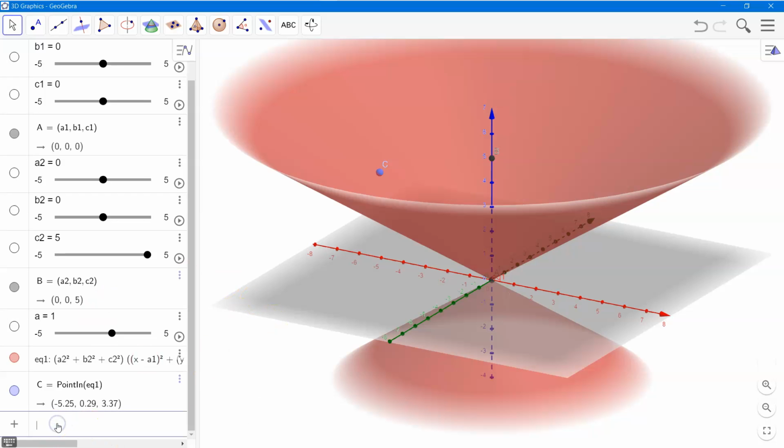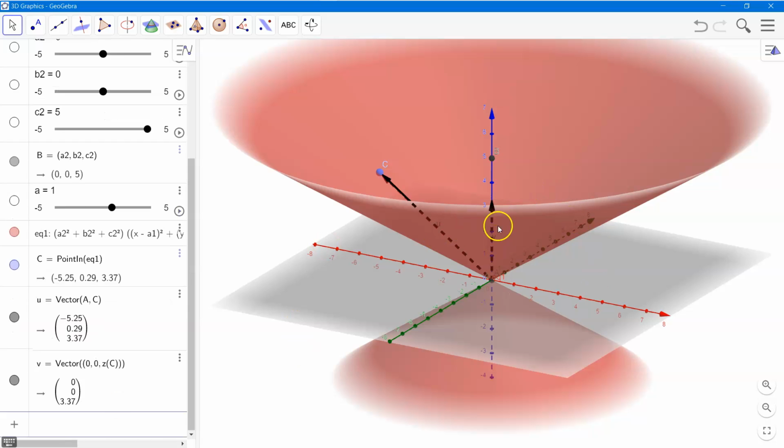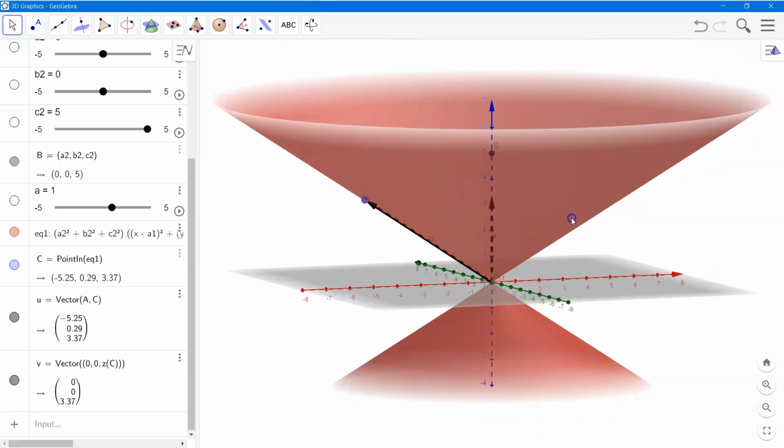Okay, now let's define two vectors using these 2 points. So u is equal to vector a comma c, right? Similarly vector v, and now what I'll do is I'll say I need a point, so 0 comma 0 comma z of c, right? Z of c. So it looks as if this is smaller than this, but they are at the same level as far as the z axis is concerned.